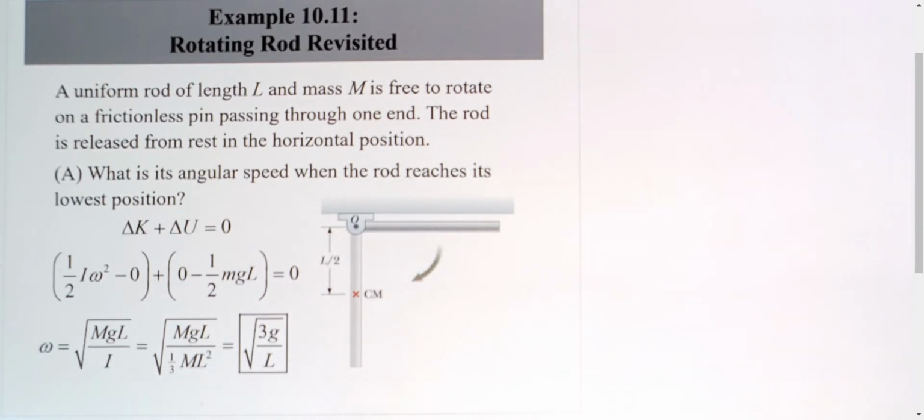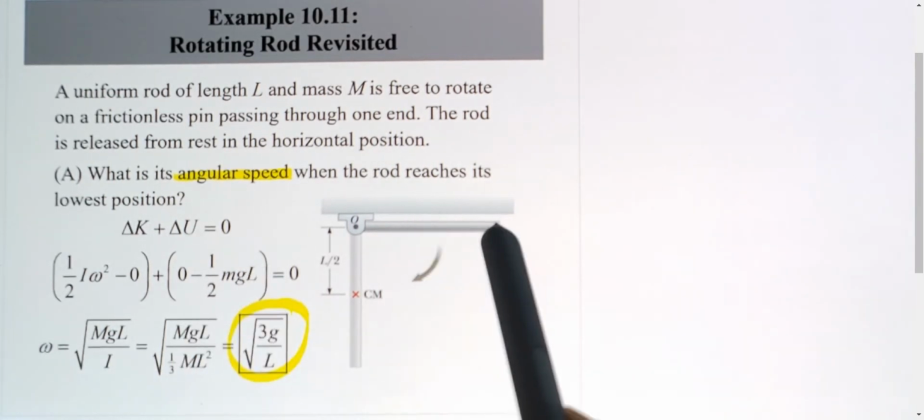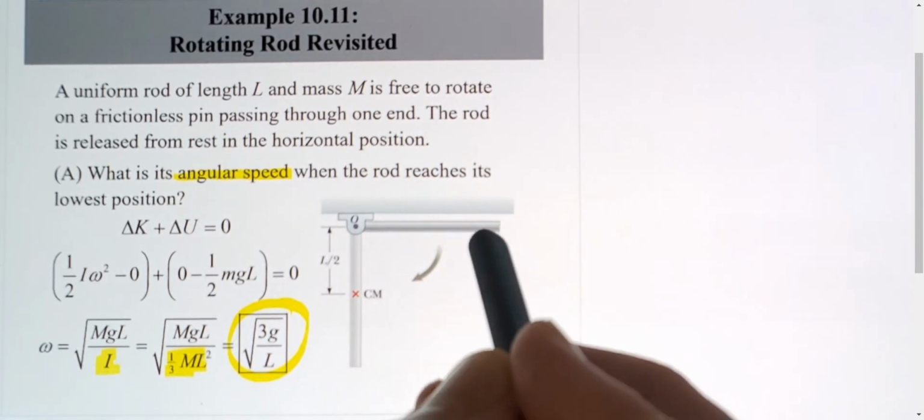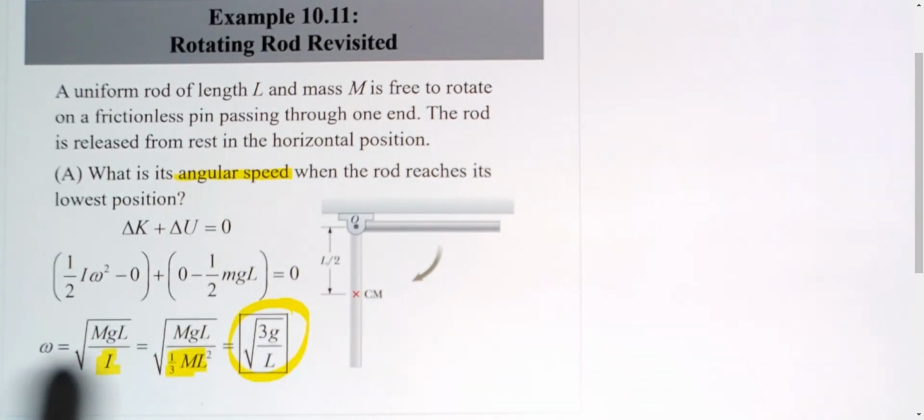So now he asked us for the angular speed, and we are going to use the concept of energy to solve this problem. And again, this equation is directly related to the shape of this object, because here he substitutes I as 1/3 ML squared, and this is the shape of the rod only. If I change the shape of the rod, this equation will change and this equation will change.